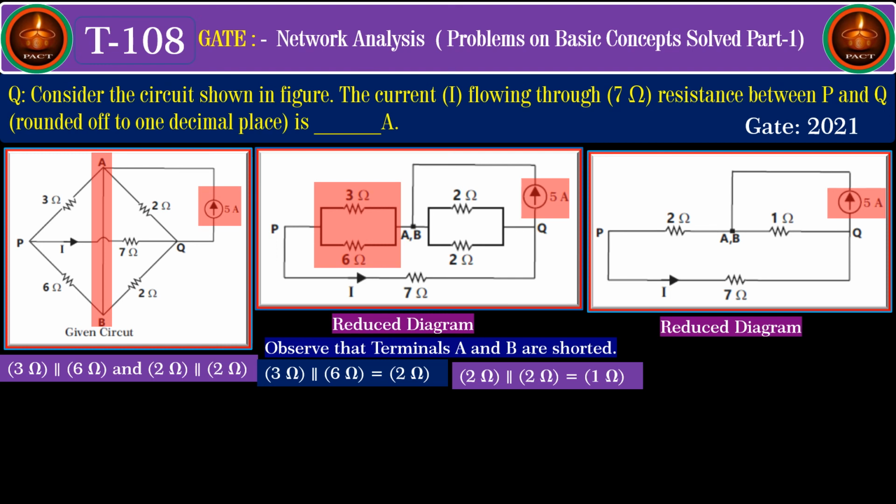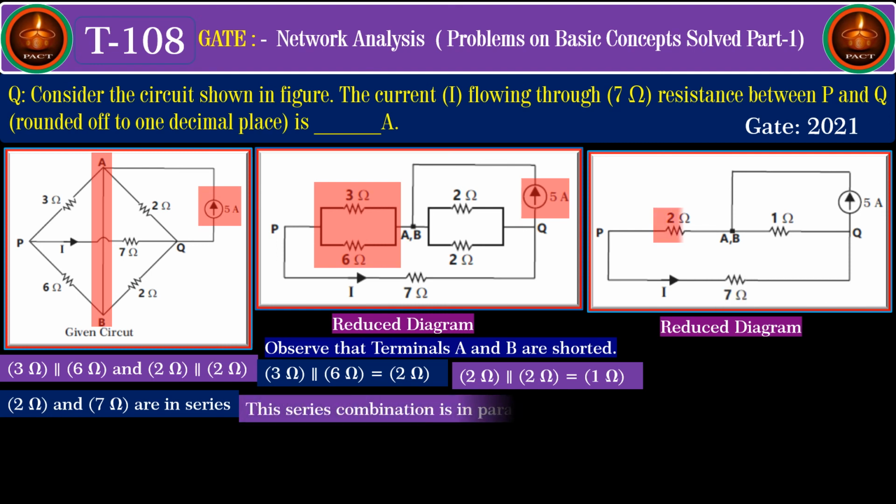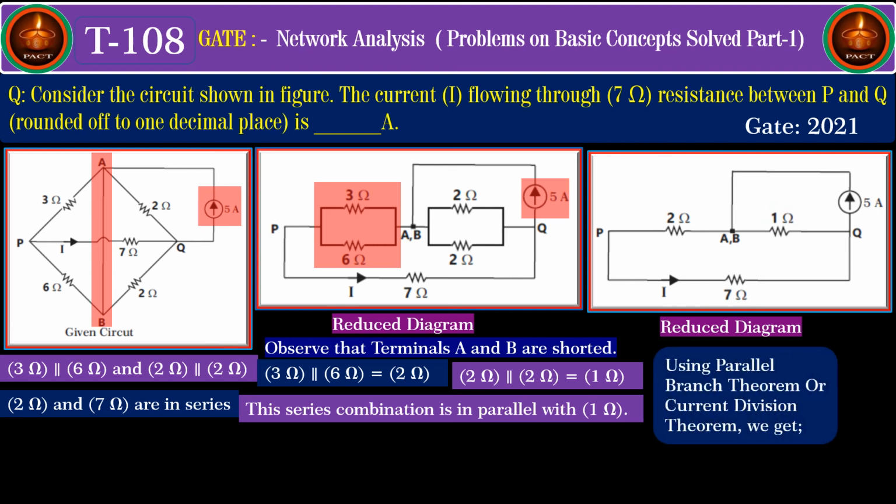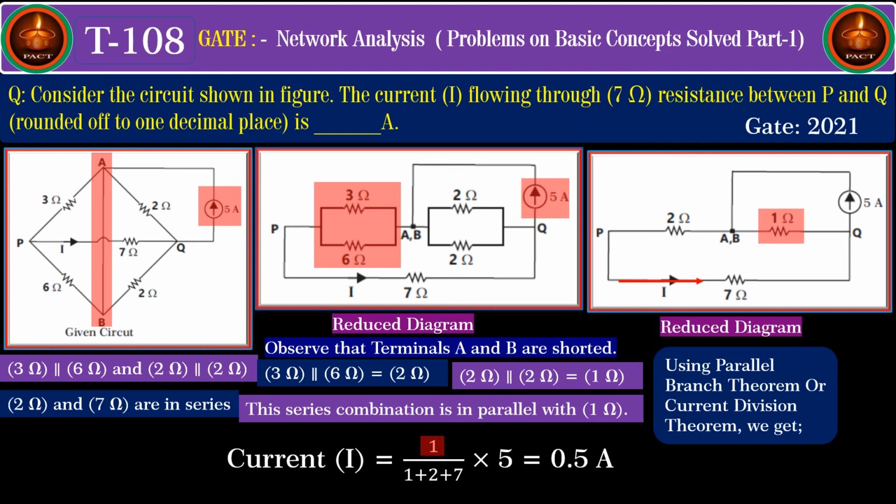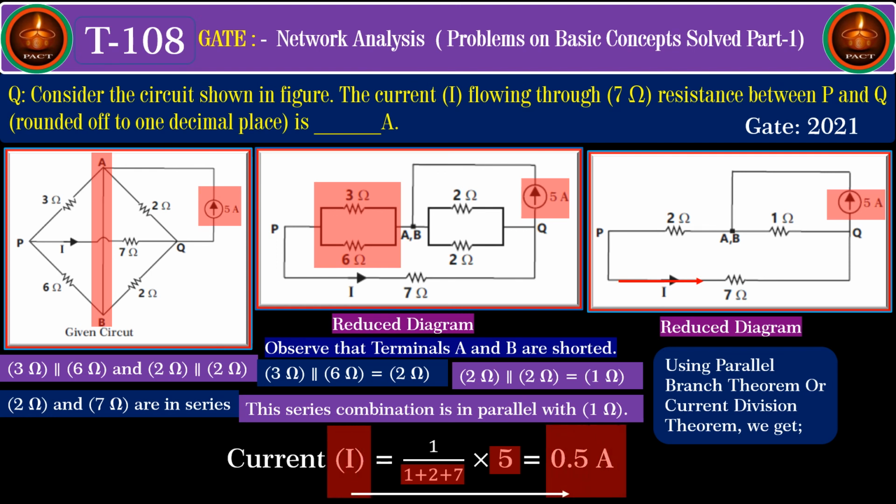Now if you see the reduced network, you find that 2 ohm and 7 ohm are in series, and this series combination is in parallel with 1 ohm. Using the parallel branch theorem or current division theorem, we can find I flowing through the 7 ohm very easily. Current I is equal to 1 ohm, which is the resistance of the other branch, divided by the sum of the resistances in the parallel combination, 1 plus 2 plus 7, into the total current 5 amperes, and by solving this we find that the current I is equal to 0.5 amperes. Very easy, isn't it?